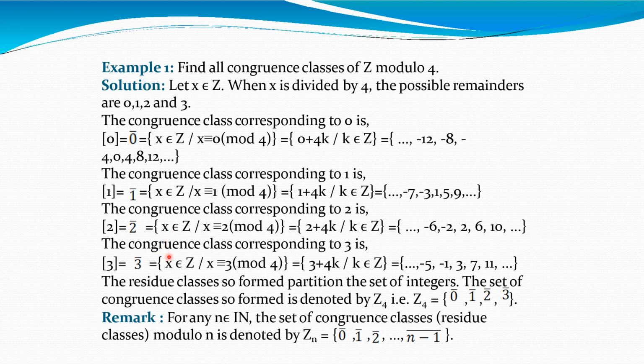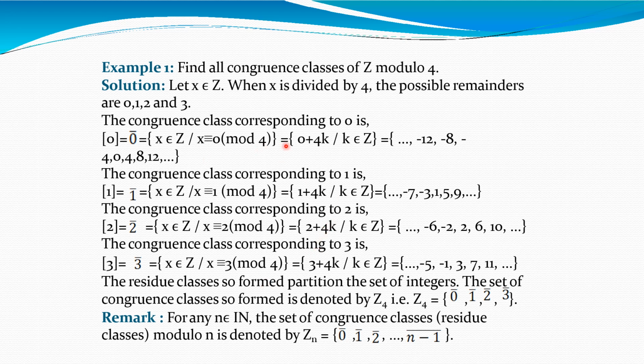If you consider again for next number, that is 4, then we get it as same as 0. Again for 5, same as 1. For 6, same as 2, like that. So the residue classes so formed partition the set of integers.